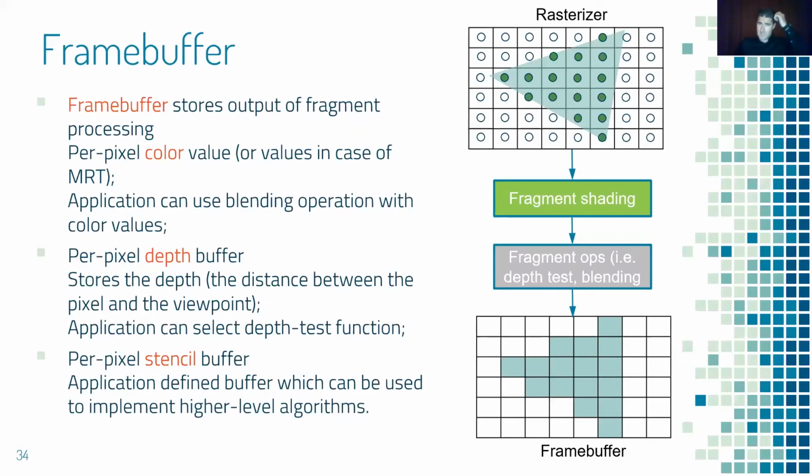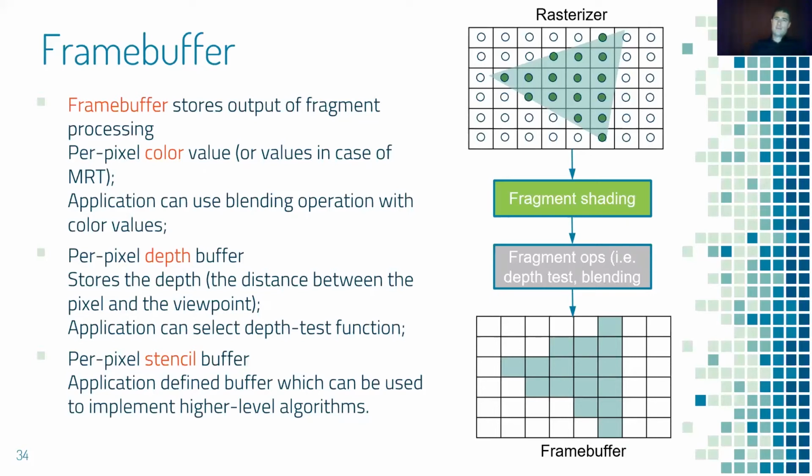So on the right half of the slide, we see how this fragment processing will work. The rasterizer will decide which fragments are covered, which are then fragment shaded. Fragment operations are then run, like depth testing and blending, and then the color, depth and stencil are written into the frame buffer.